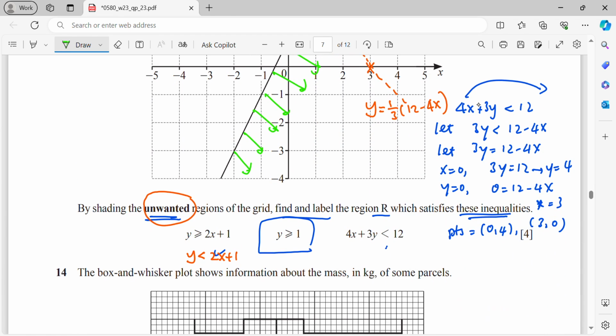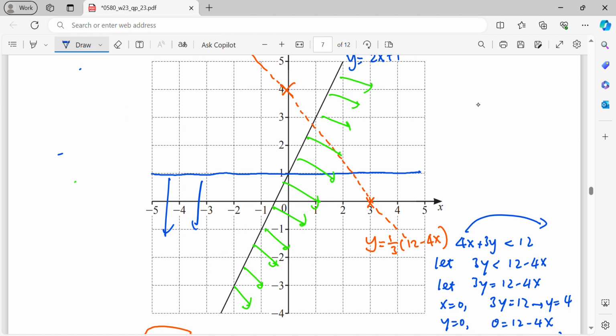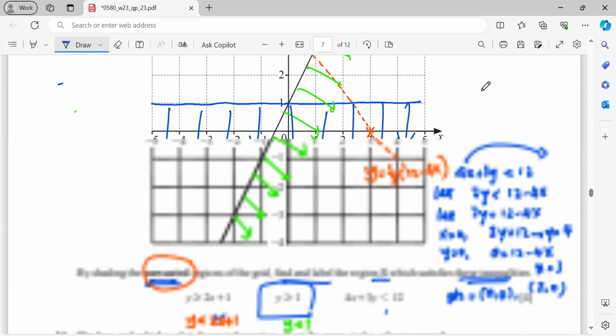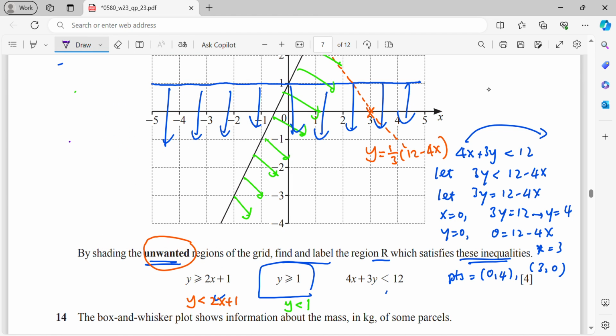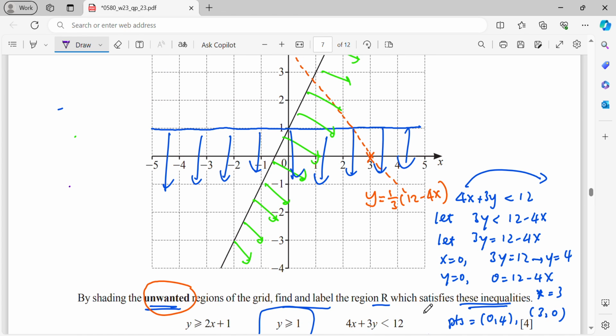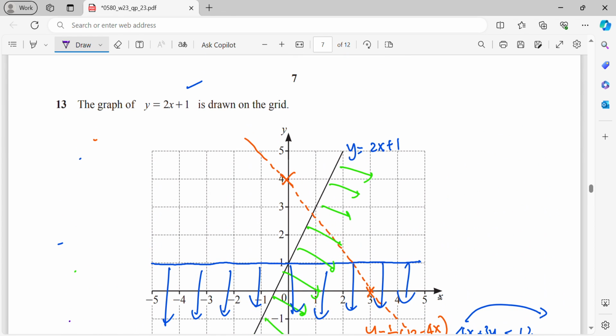Then for y greater than or equal to 1, your unwanted region is y less than 1. So y less than 1 means below the blue line. Now below the blue line is the unwanted region. Lastly, the last function, 3y is greater than or equal to 12 minus 4x. The unwanted region is above the line because it is greater than. So here it will be unwanted.